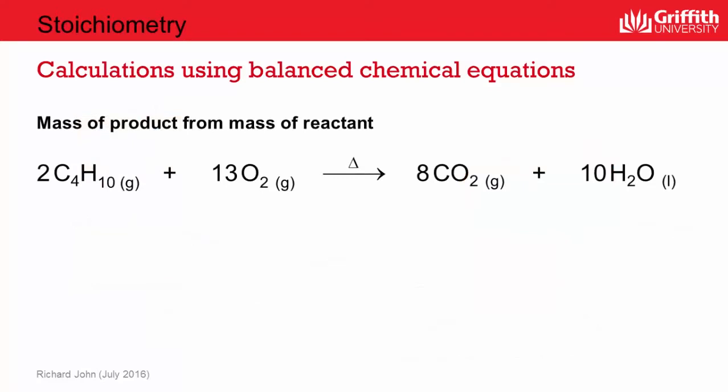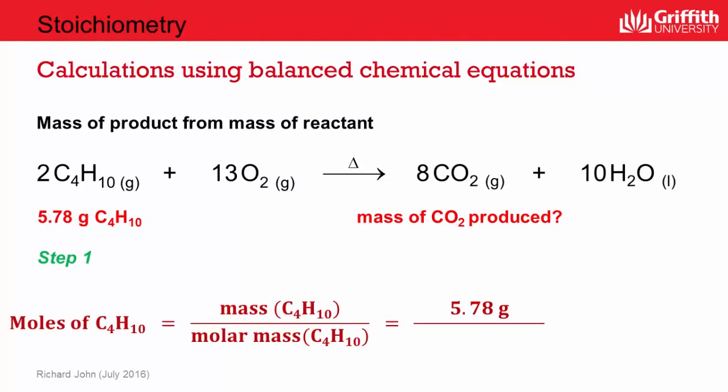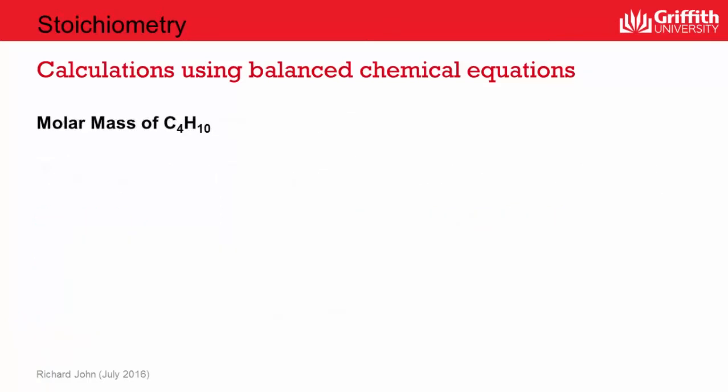So finding the mass of a product from a given mass of reactants. We've got 5.78 grams of butane, and we want to know how many grams of carbon dioxide will be produced. Step 1, we need to calculate the moles of butane. The moles of butane will equal the mass of butane over the molar mass. That's our molar mass equation. And that's going to equal 5.78 grams, that's the information that's been given to us, divided by the molar mass of butane.